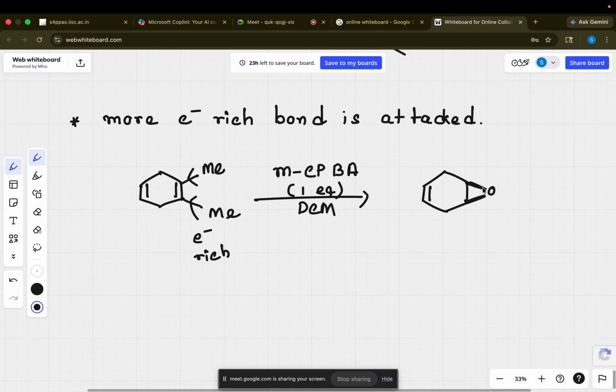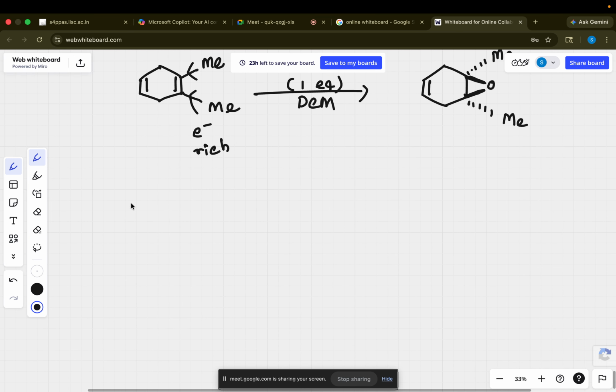So suppose you are forming the epoxide ring above the plane. That means automatically the methyl will move below the plane. Syn addition is taking place, and remember, the electron rich double bond will be attacked. Clear? Yes, sir. Kaveri, clear? Clear, sir. Sampriti, clear? Yes, sir. Okay, that will be revision for you.